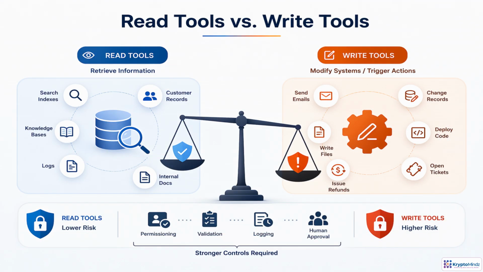One useful starting point is to separate tools into two risk classes. Read tools look things up: indexes, logs, documentation, customer records. They usually carry lower operational risk because they do not change the system, but they can still leak sensitive data, so access still matters. Write tools are different. They send emails, change records, issue refunds, write files, deploy code, or open tickets. Because they create side effects, they need stronger guardrails, tight permissions, input validation, audit logs, and sometimes human approval before the action runs.